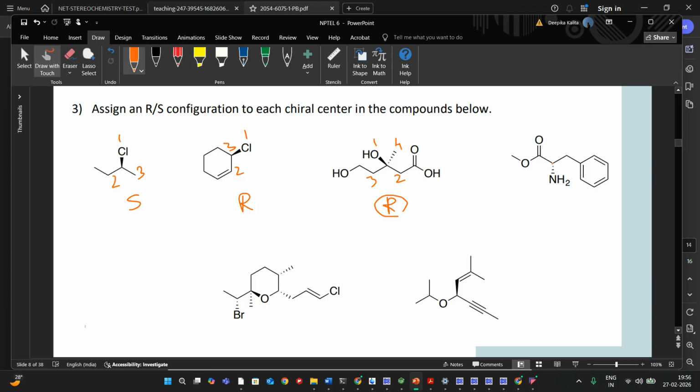For the next one, this is the asymmetric carbon. So, this will be the first, this will be the second, this will be the third, and the fourth priority group, which is a hydrogen, is above the plane. Okay, so you will have to reverse the absolute configuration from R to S.